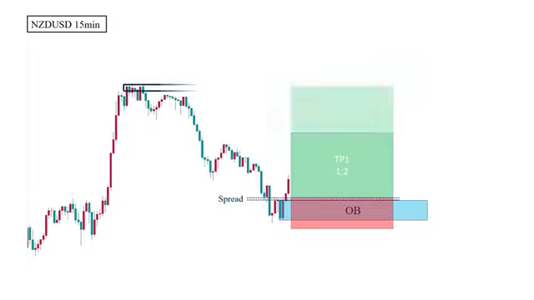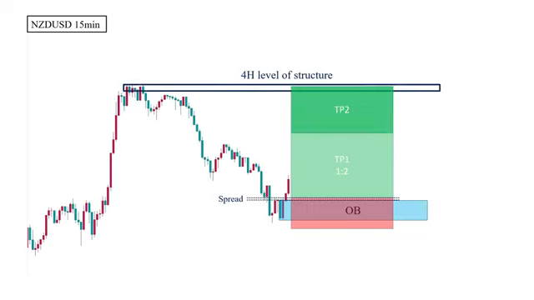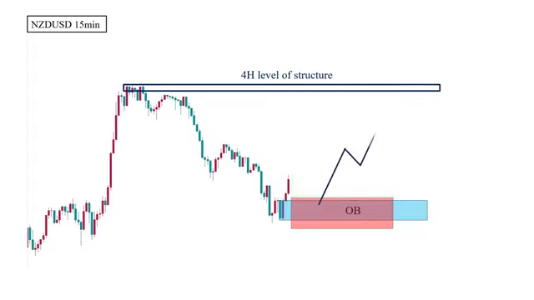For the second TP, you can target the next level of structure in front of the market in the higher time frame. Or, you can also trail your profit, meaning that every time the market makes a higher low, you reposition your stop loss a couple of pips below the lowest candle. But that is not all.